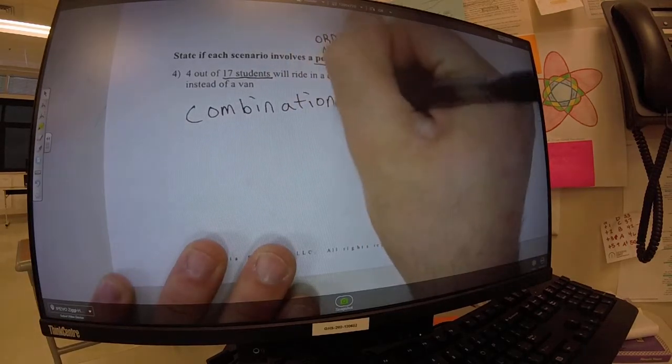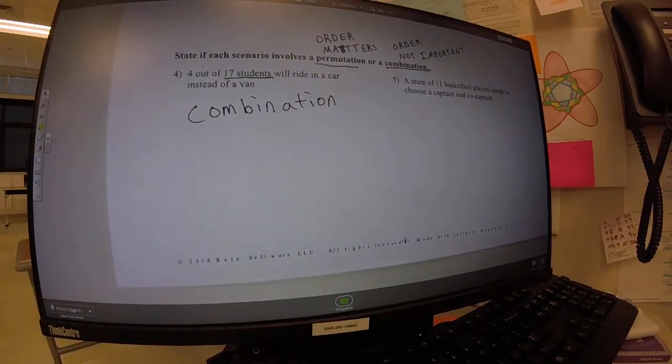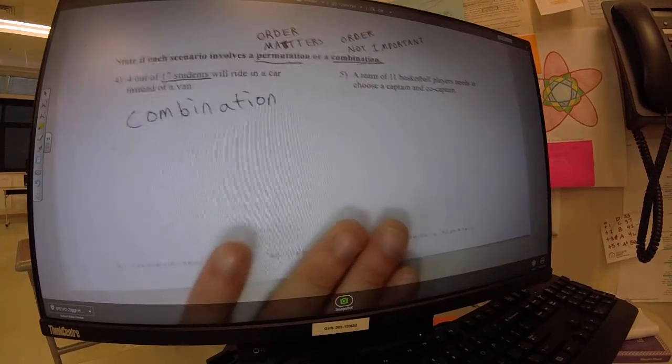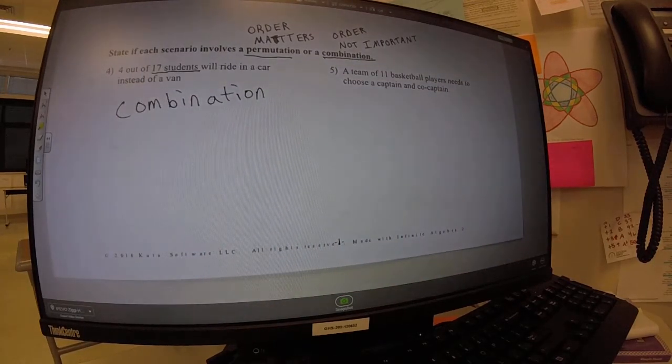And on the back side of these notes, we're going to actually compute the possible number of outcomes based off of this. But for now, we're just making some decisions. Okay. Now look at example 5.